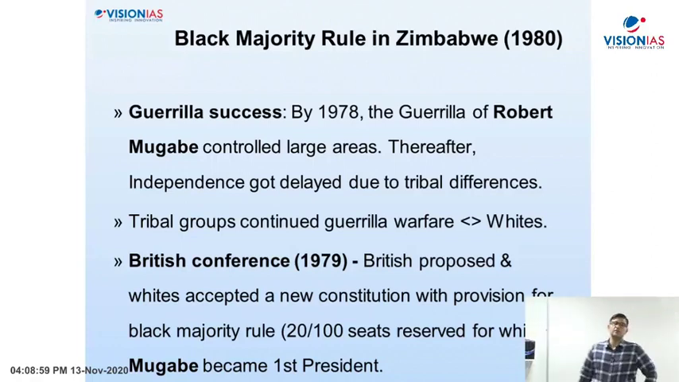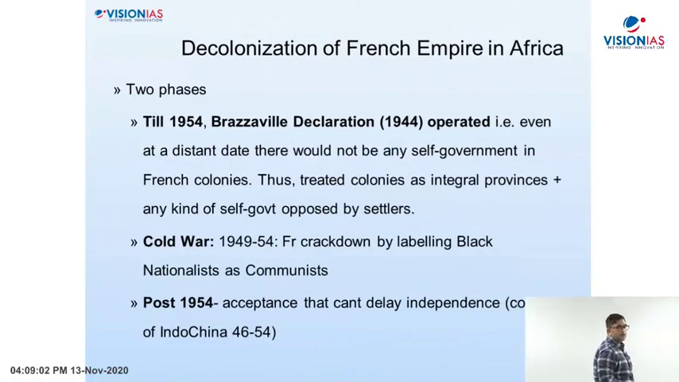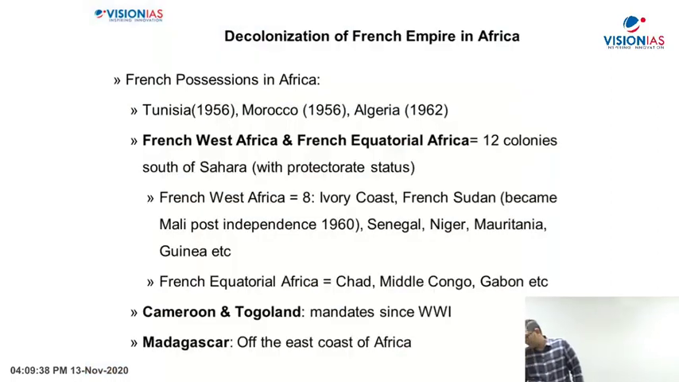So as we have mentioned, France was a reluctant decolonizer. France was a reluctant decolonizer, and therefore around 1944 they had said that we have no plan for decolonizing, forget decolonization. But then what happened from 1946 to 54? Where did they face defeat? Indochina. In Indochina, the French versus Viet Minh fight was taking place, and therefore decolonization of Indochina took place, right. So after 1954, they accepted that we cannot delay decolonization, we will have to do something.